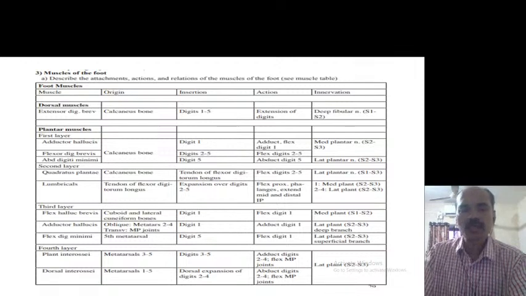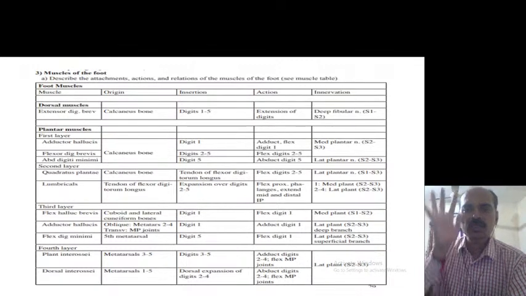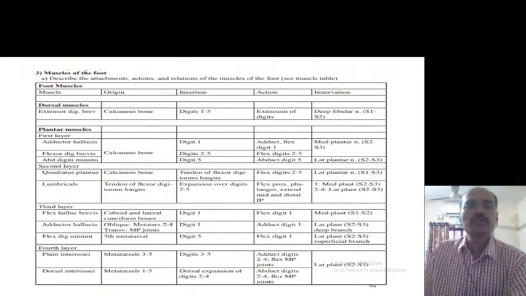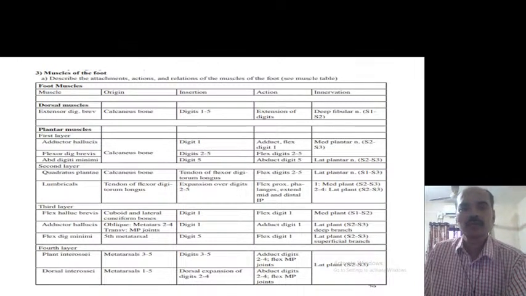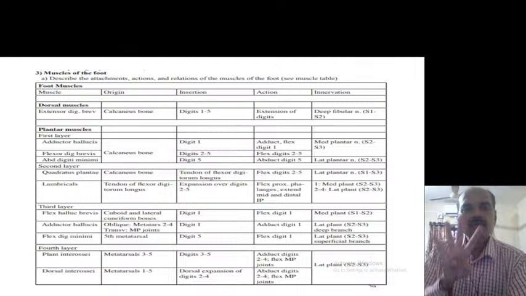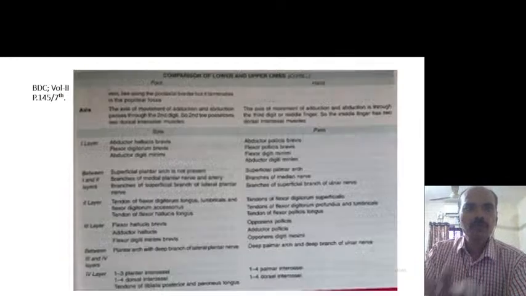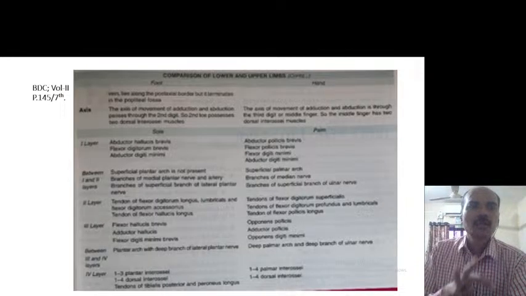They are only 17. To remember nerve supply, just comparable to the hand, where 5 muscles are supplied by the median nerve and the rest are supplied by the ulnar nerve, here you can remember lateral and medial plantar nerves. Medial plantar nerve supplies only 4 muscles. Here in this table there is a typographical error, so I refer you to your BD Chaurasia volume number 2, page 145 in the 7th edition.